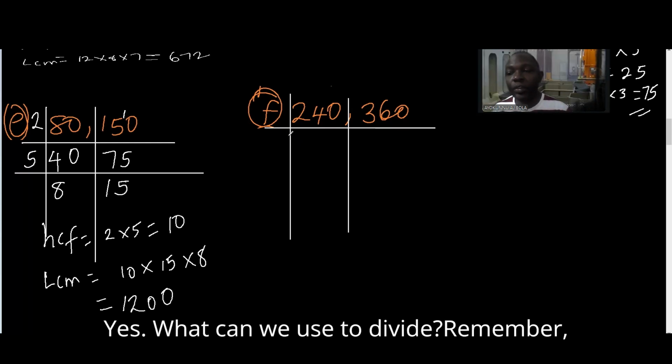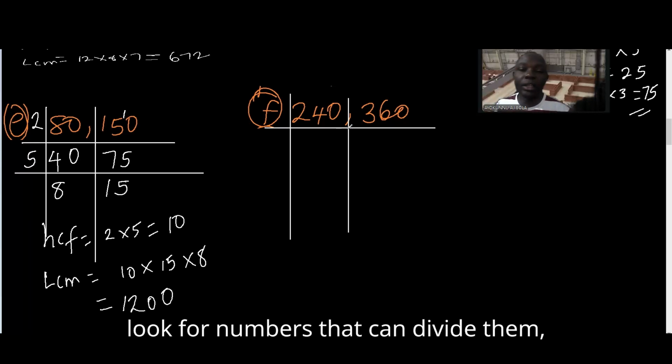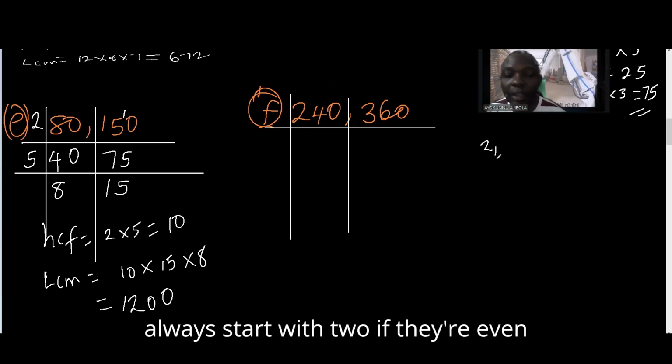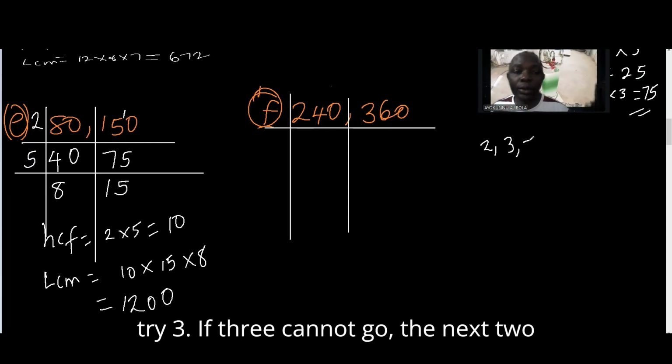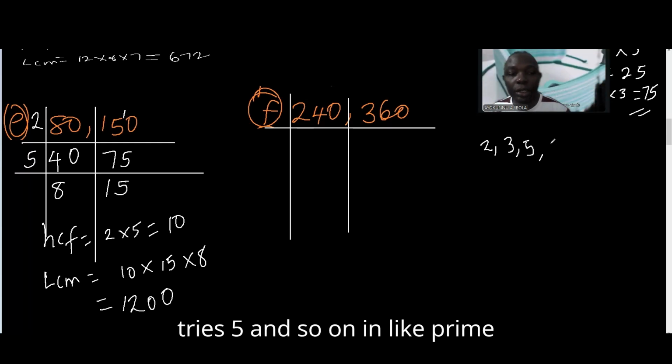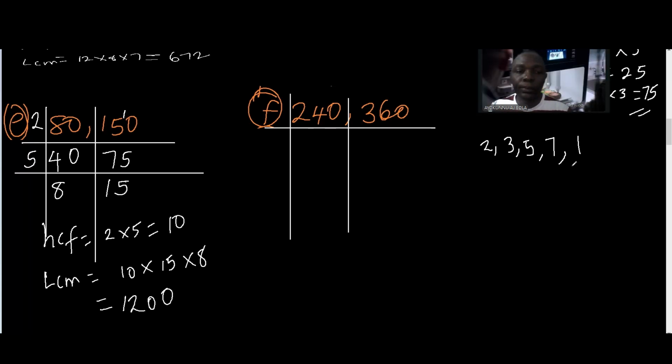What can we use to divide? Remember, whenever you are trying to divide, to look for numbers that can divide them, always start with 2 if they're even numbers. If they're not even numbers, you try 3. If 3 cannot go, the next to try is 5, and so on in prime numbers, okay? Then 11, and so on.